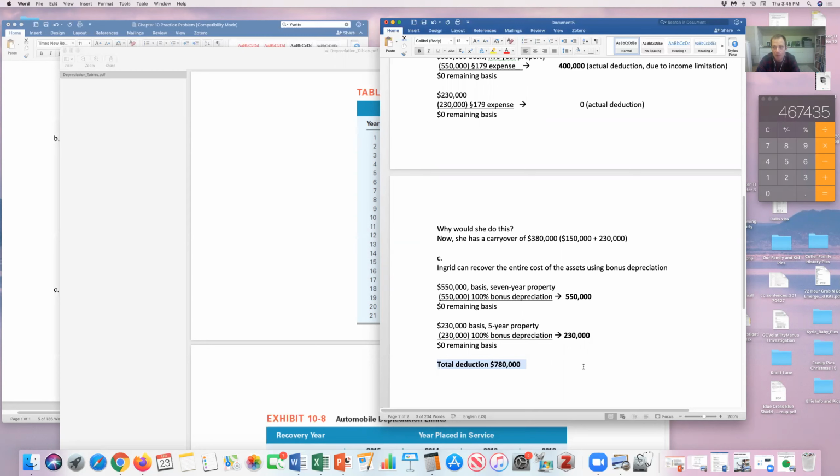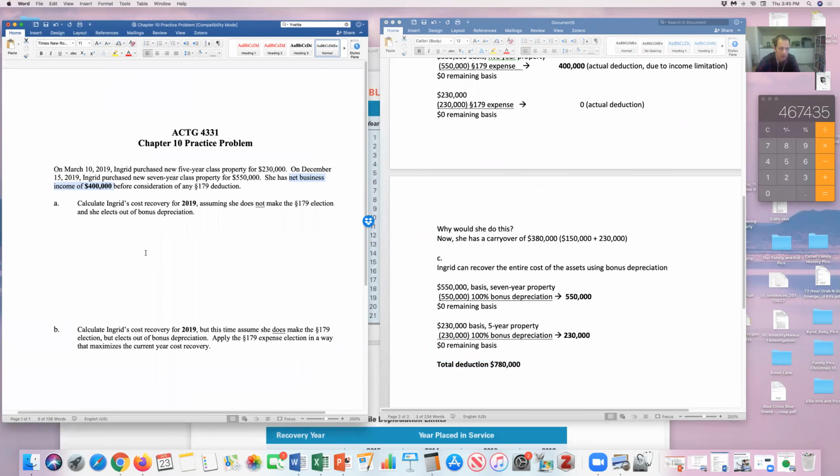If her income was $780,000 or more, she could also have just used 179 expense to deduct the whole thing. Both simple ways if you can use them. Note here, she can use bonus, but if her business income is still only $400,000, it's going to give her a loss. And because of something we didn't really talk about called the excess business loss limitation, she won't actually be able to deduct all of that loss. In 2019, some of it will carry forward.